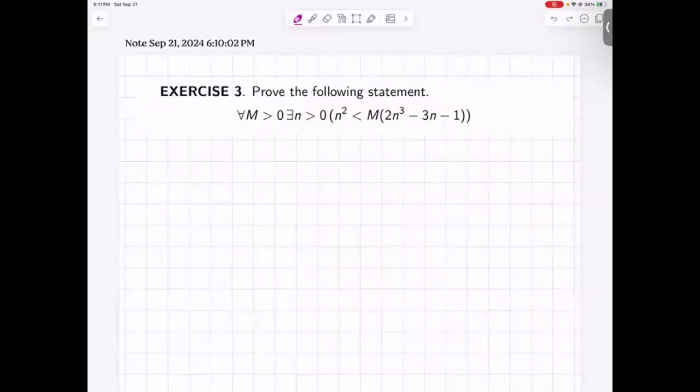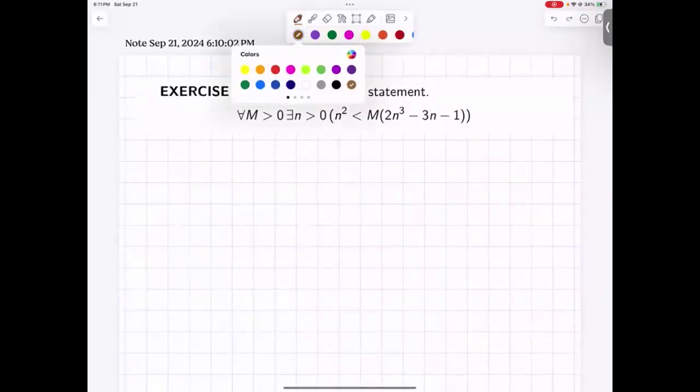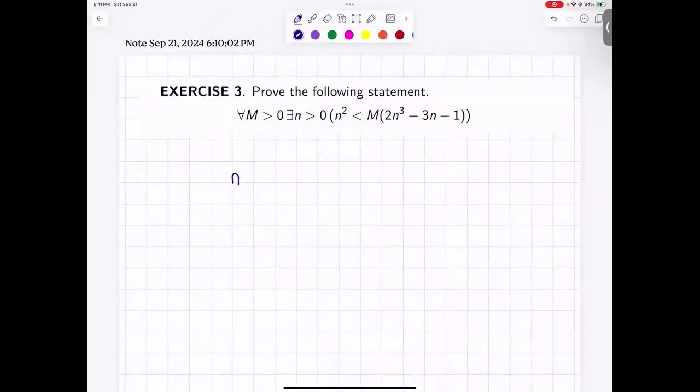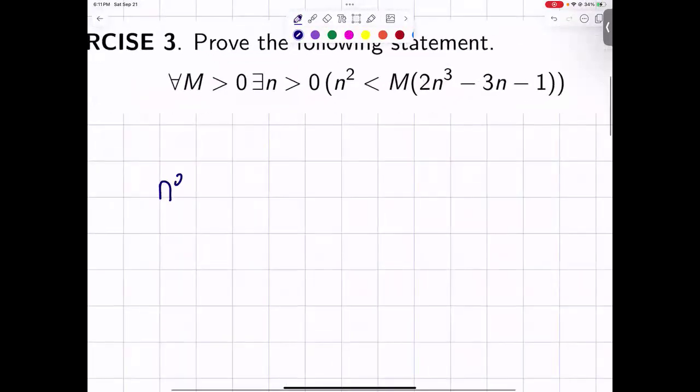So I'm just going to start by rewriting this statement. I'm going to pick a little bit of a darker color, why not? And we're going to start right here. This is just going to be my scrap work while I try to determine what that value of n actually should be.